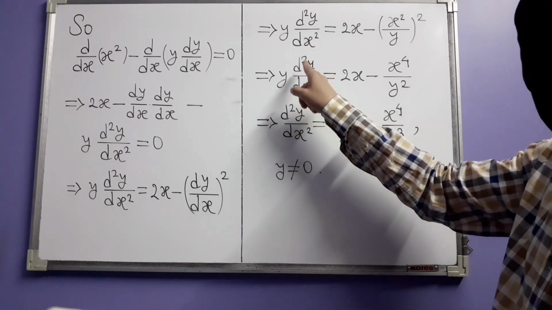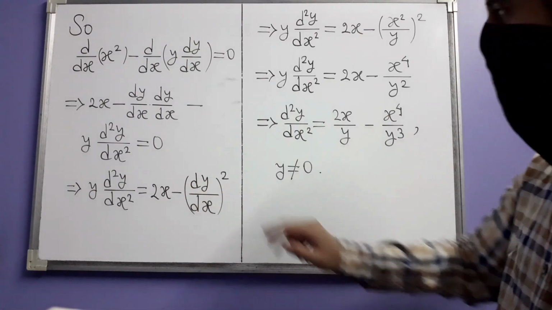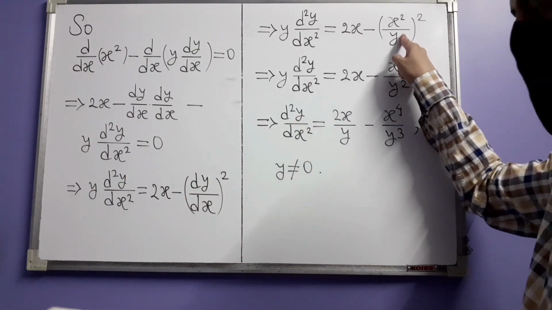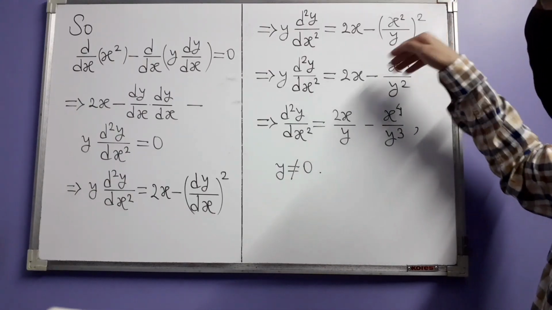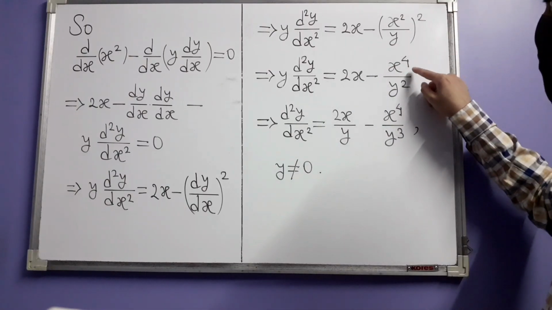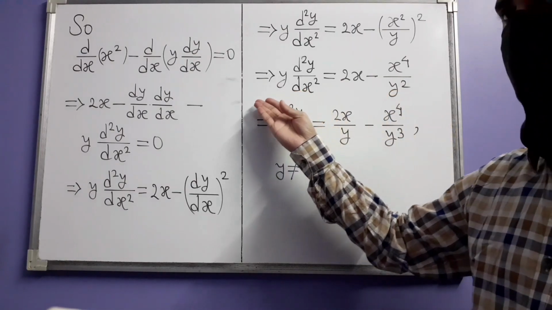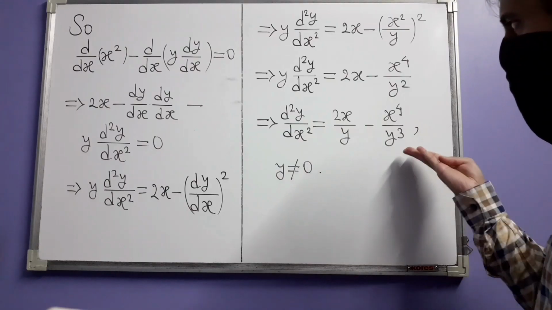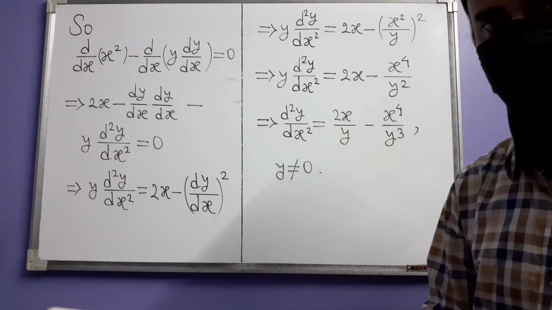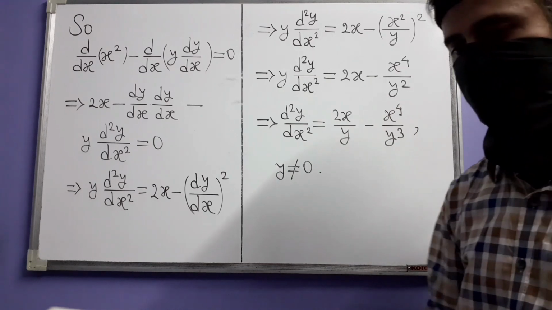The next line is y times d squared y by dx squared equals 2x minus, here we do that substitution. In place of dy dx, we have x squared divided by y. So we have its square, which becomes x to the power 4 divided by y squared. And then when you finally divide both sides by y, again assuming that y is non-zero, this is what you get as your second derivative, 2x divided by y minus x to the power 4 divided by y cube.